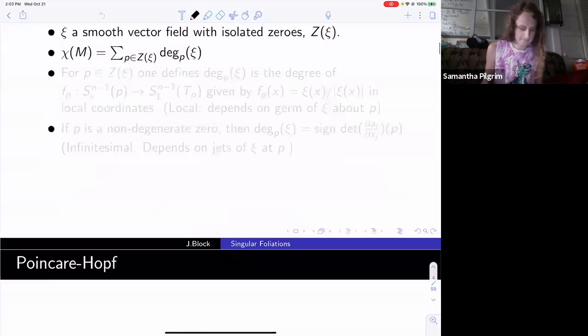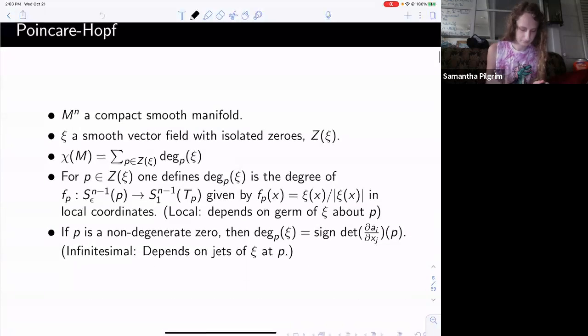Let me just bring up the whole thing. Okay, there we go. So M is a compact smooth manifold, C a vector field with isolated zeros. And the Poincare-Hopf theorem tells you that the Euler characteristic is equal to the sum over the zeros of the degree P of C, or sometimes it's called the index.